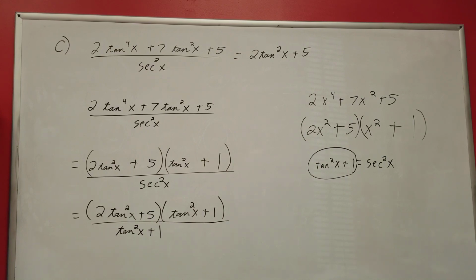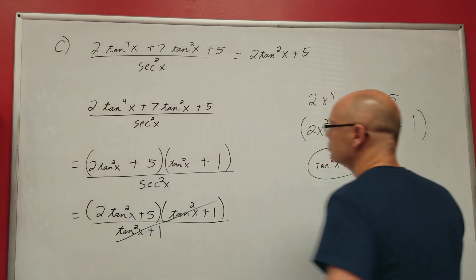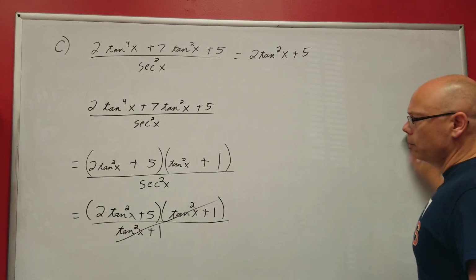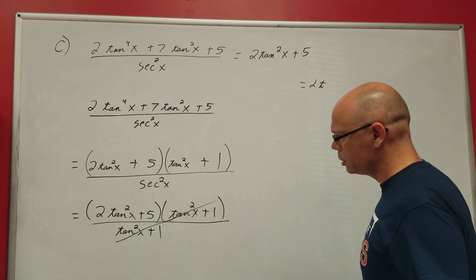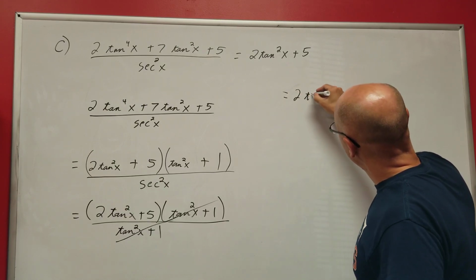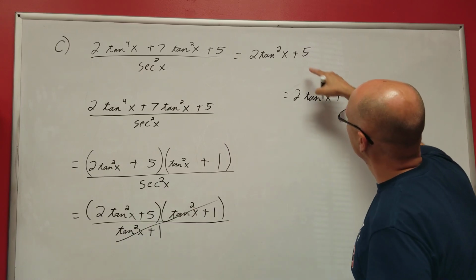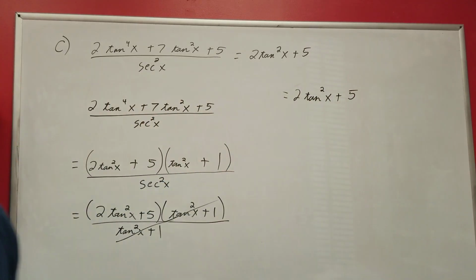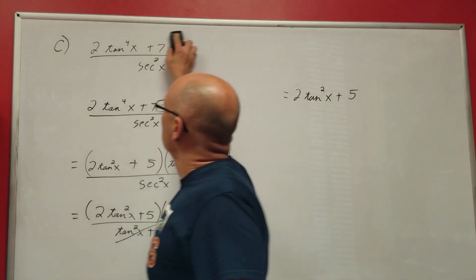All right, so what divides out now? This and this, right? So what are we left with here? We're left with 2 times the tangent of x squared plus 5. Hey, that's where I want it to be, right? I verified that identity. All right, let's move on.